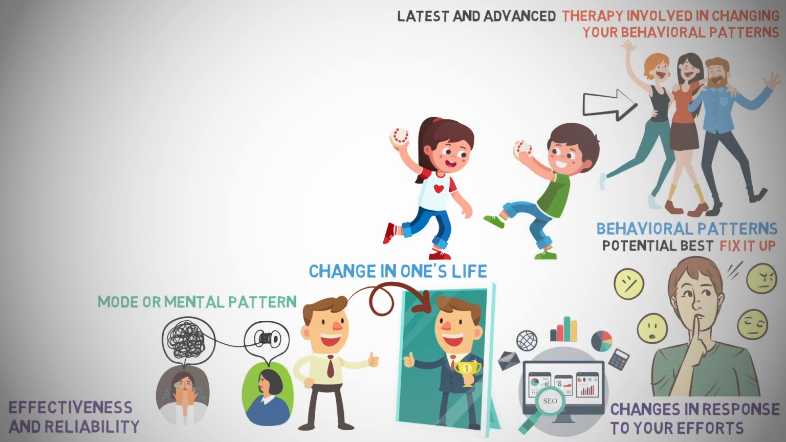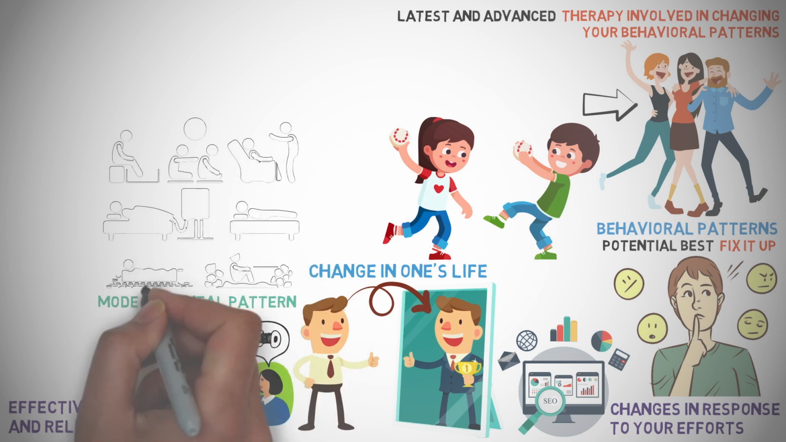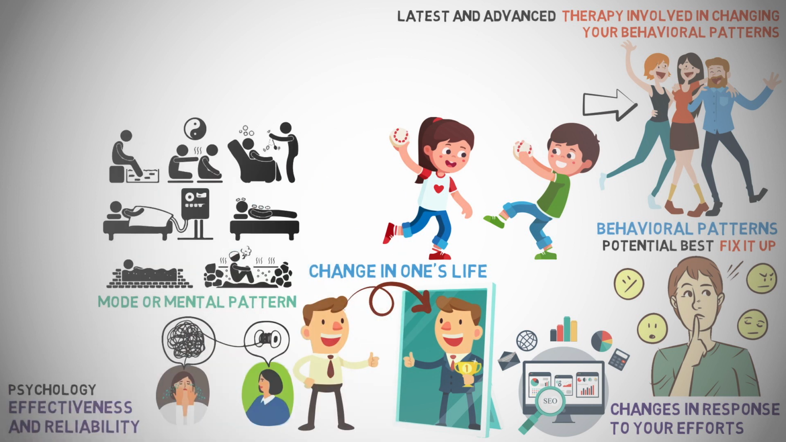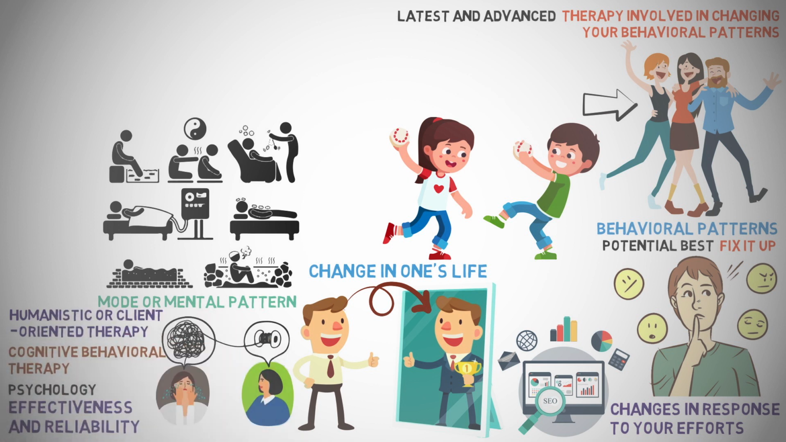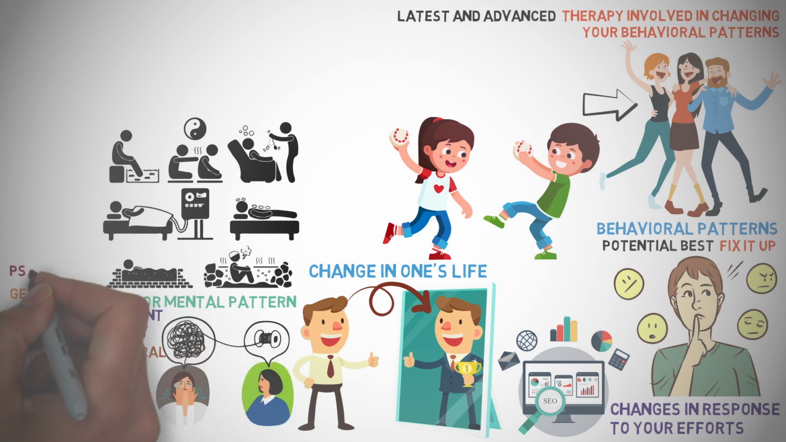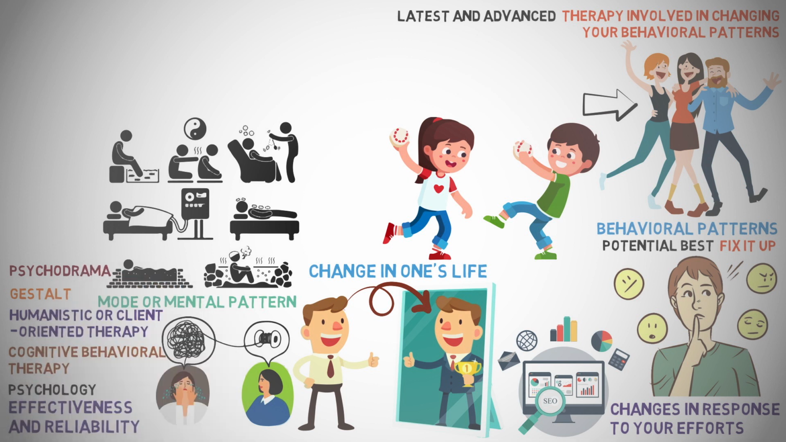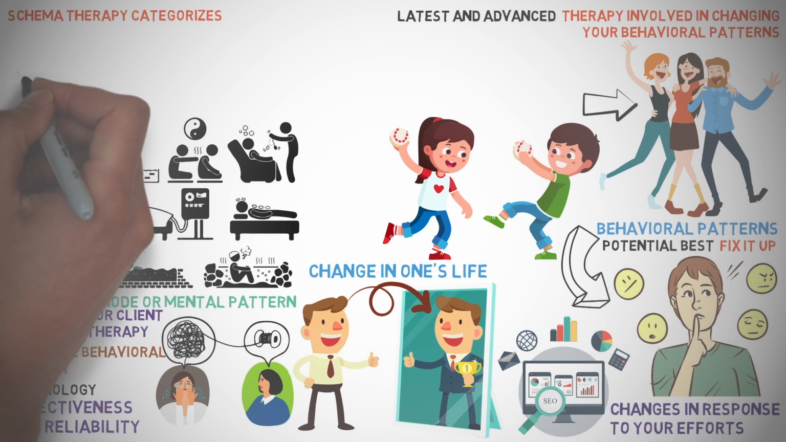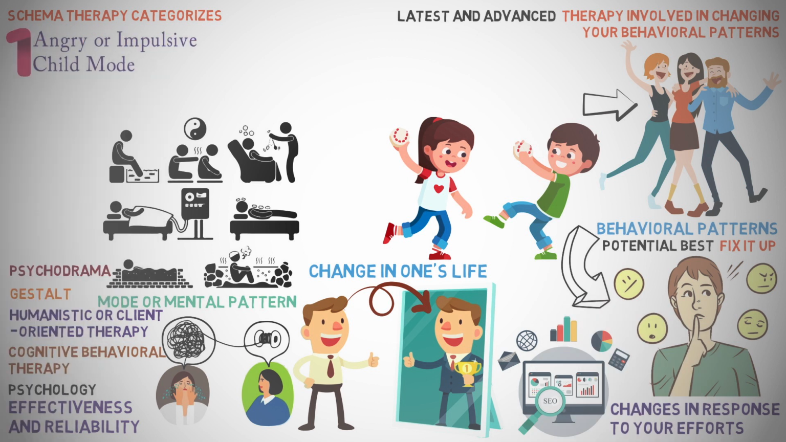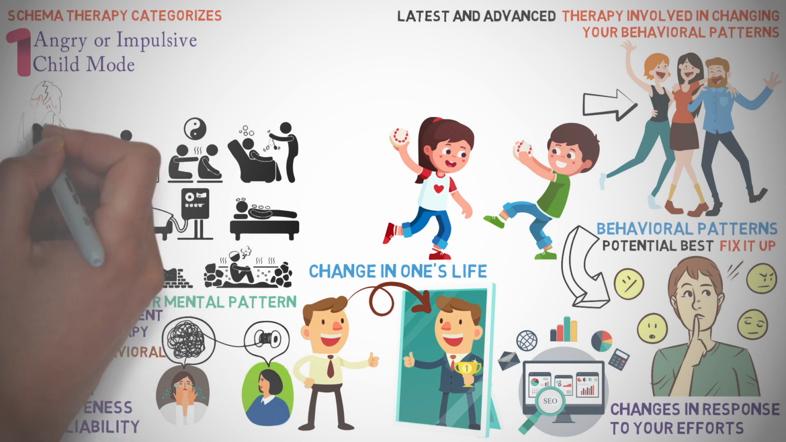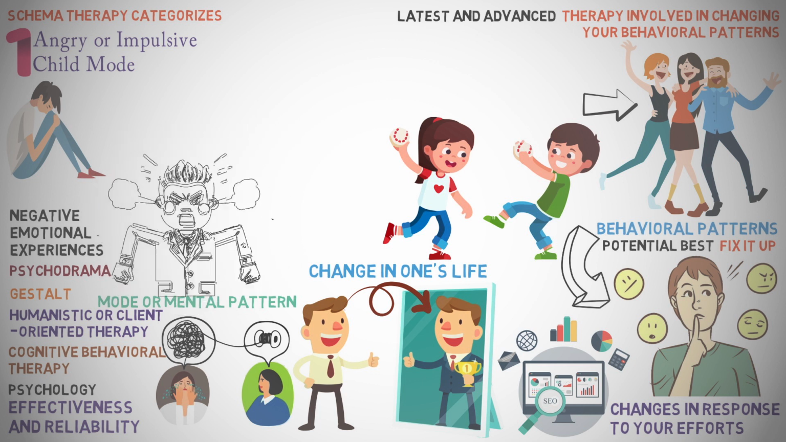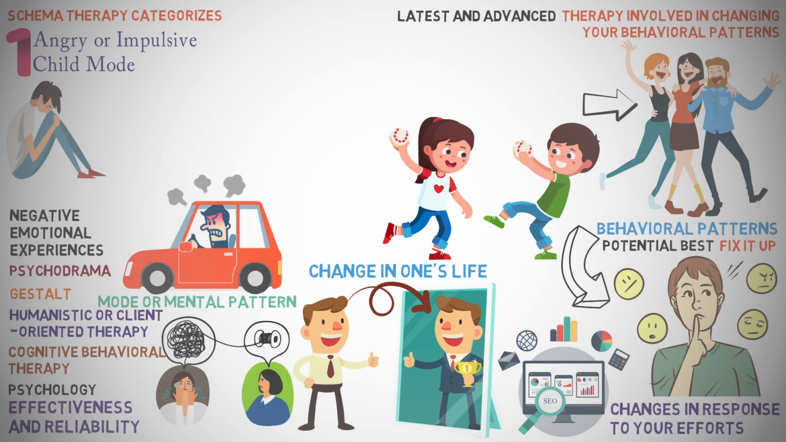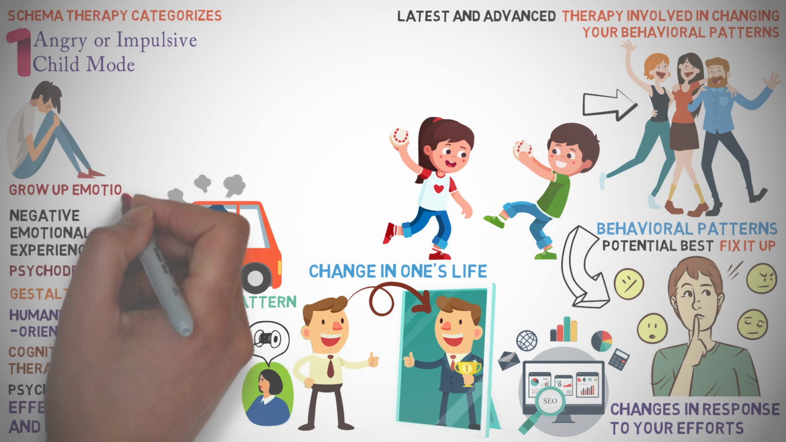It is because this latest form has resulted from the combination of therapies like deep psychology, cognitive behavioral therapy, humanistic or client-oriented therapy, Gestalt therapy and psychodrama. Below are the modes in which schema therapy categorizes individual behaviors. 1. Angry or impulsive child mode. This is emotional vulnerability potentially caused by negative emotional experiences in childhood like anger, rage, etc., which do not let a person grow up emotionally.